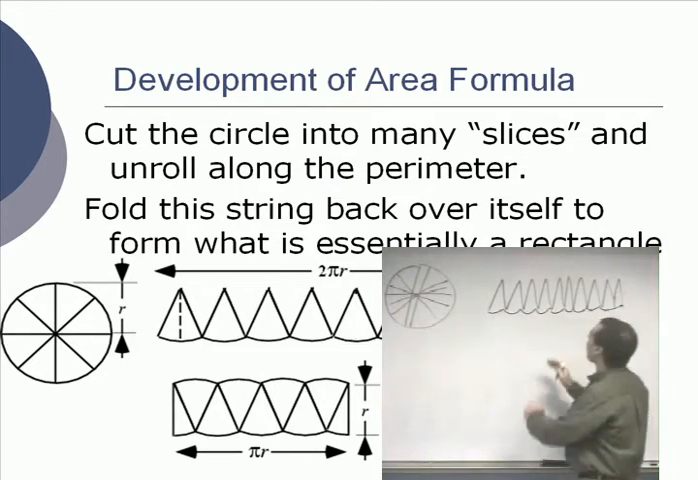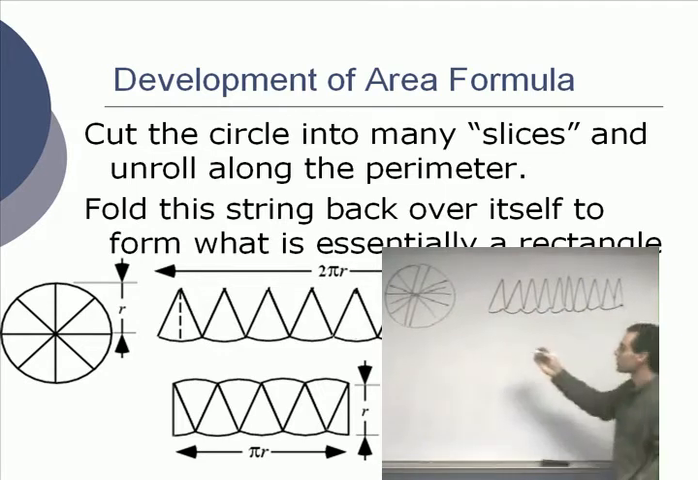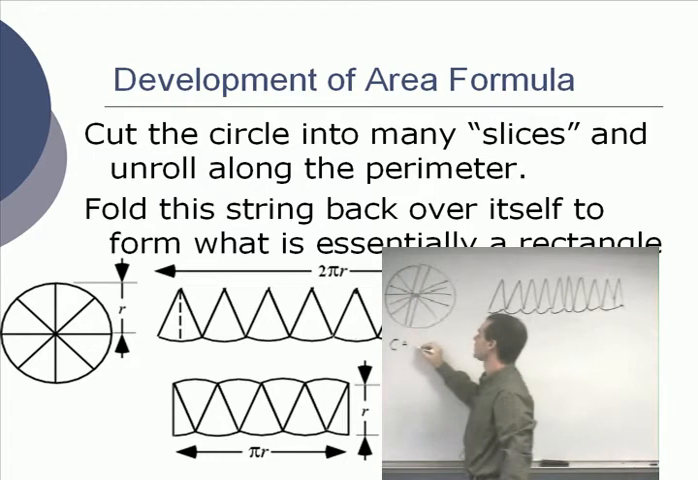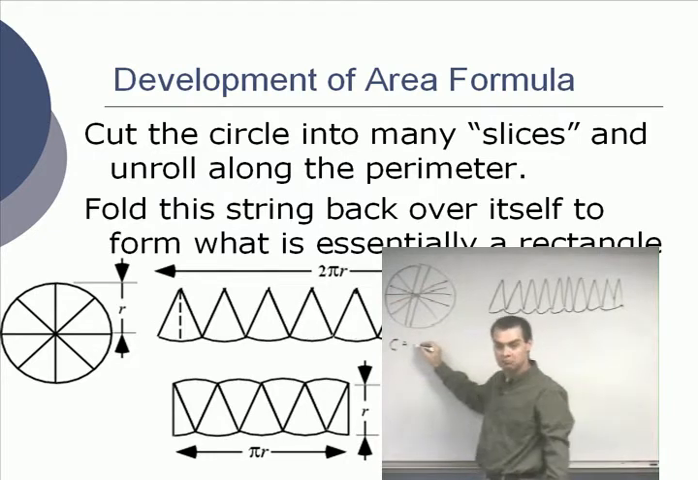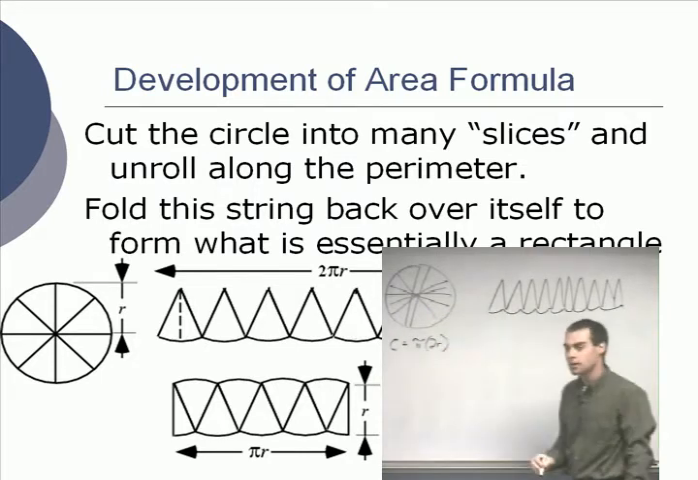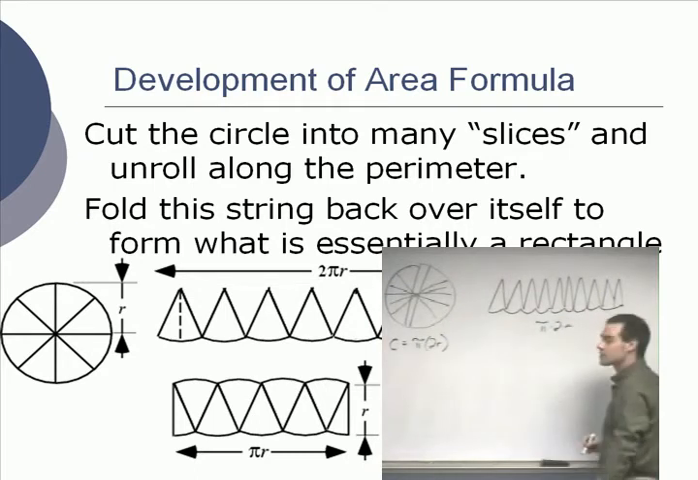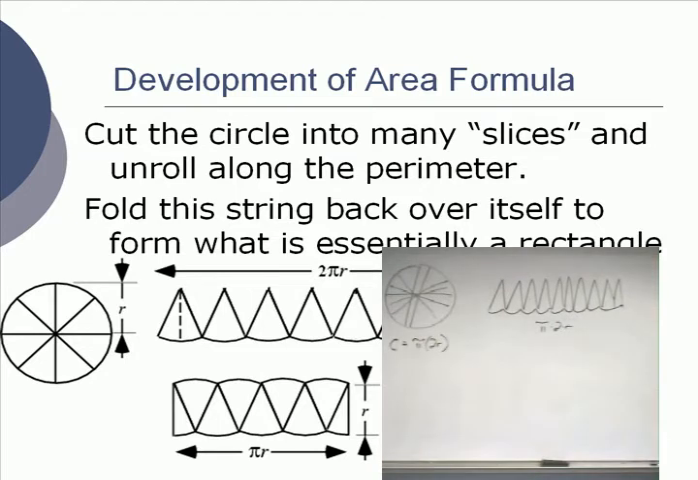Well, what would the length of this thing be? What's the circumference of that circle? The circumference is pi times the diameter, right? Or in other words, pi times 2 times the radius. So the length of this thing is really just pi times 2 times the radius of the circle. That's how long this strip would be when we stretched it out.